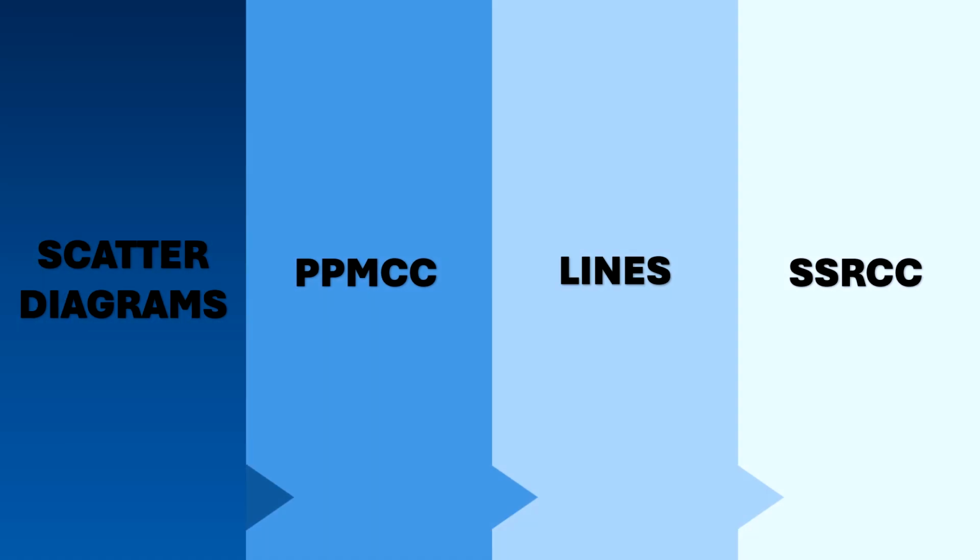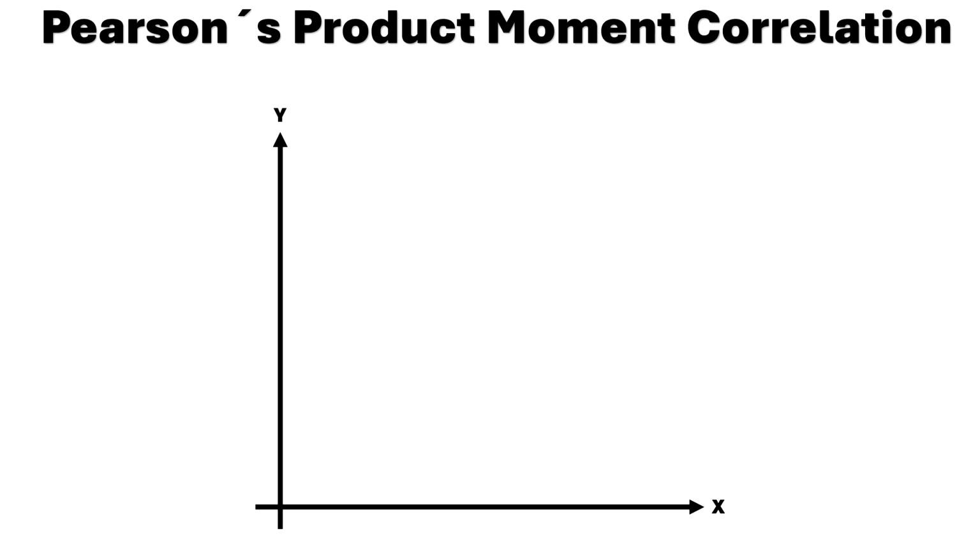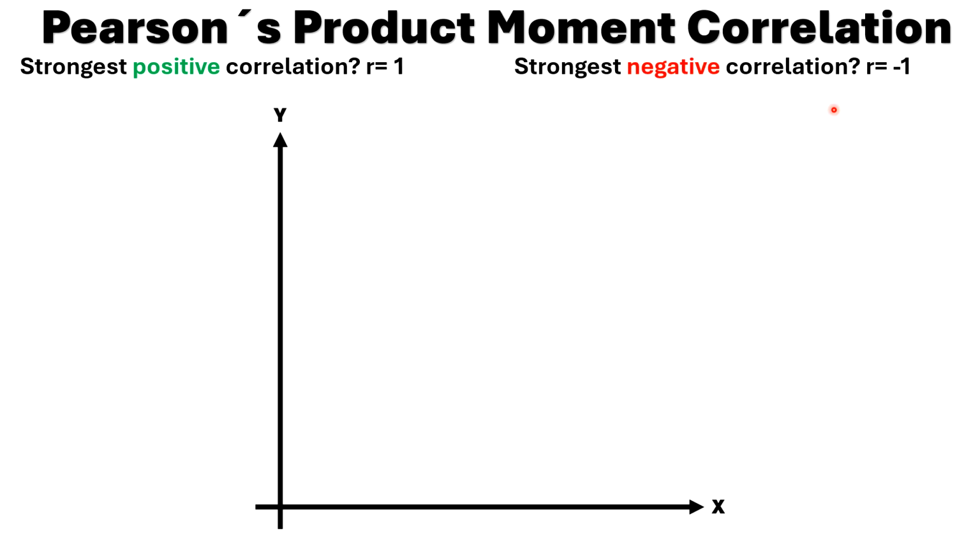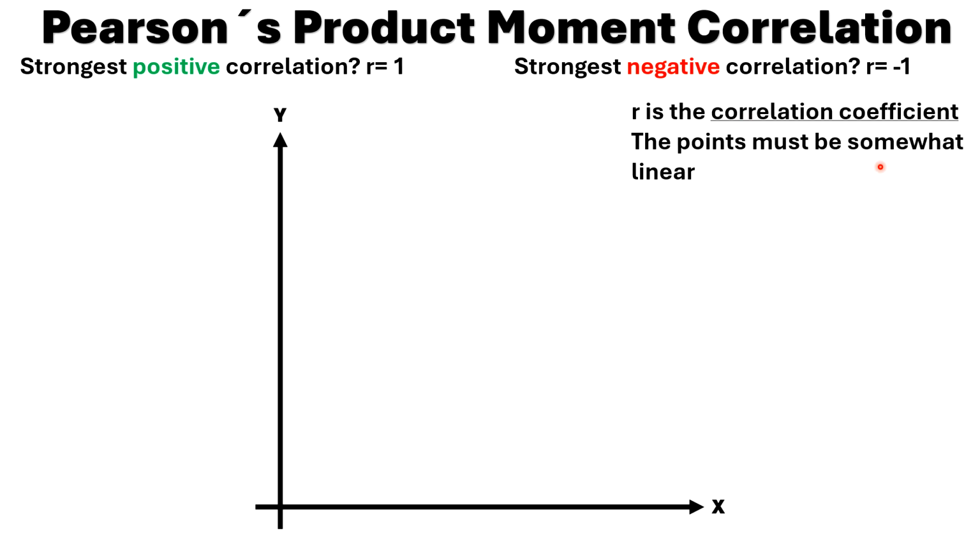Moving on to Pearson's product moment correlation coefficient. This requires a calculator. So PPMCC ranges from -1 to 1. That's the range. The positive correlations can be as big as r equals 1, and the negative correlations can be as big as r equals -1. If r equals 0, it essentially means that there's no correlation. So r is the correlation coefficient, and the points must be somewhat linear for you to consider using this method.